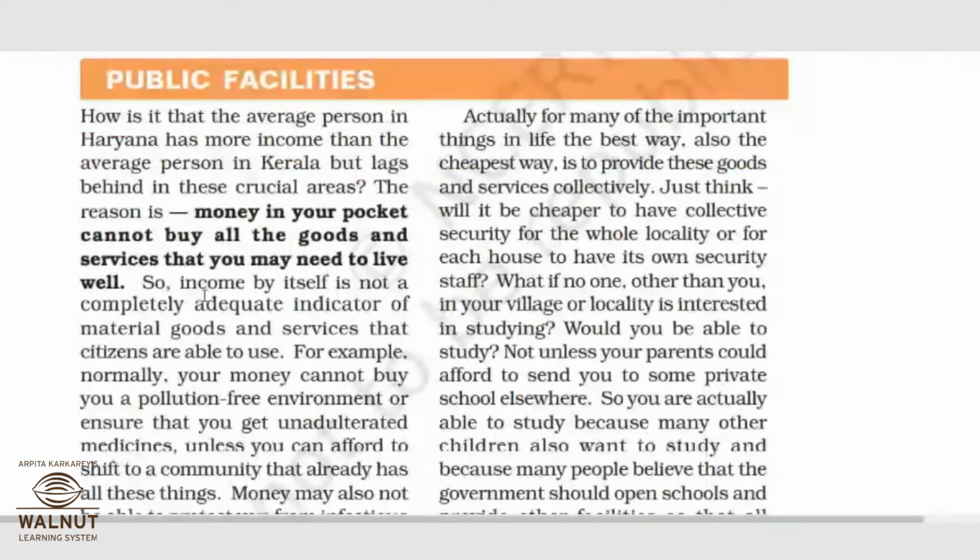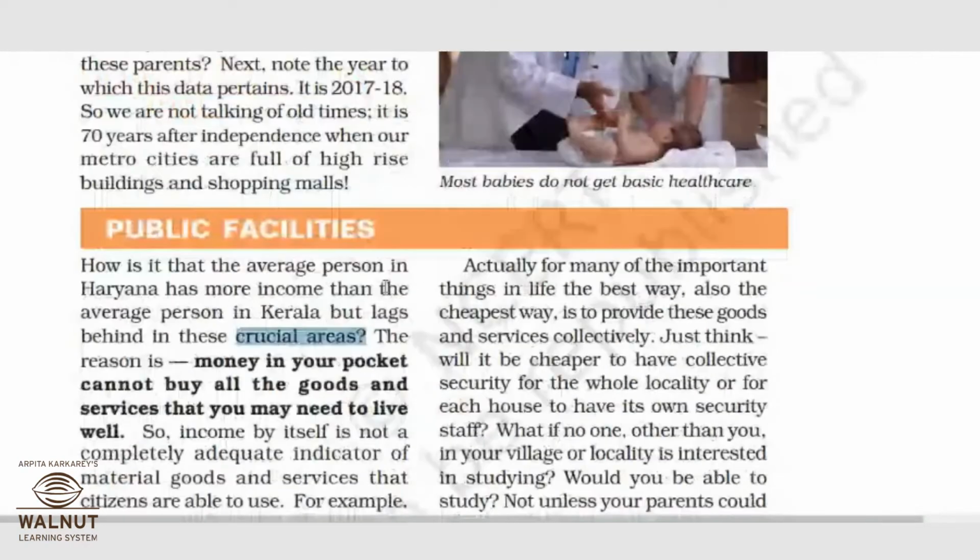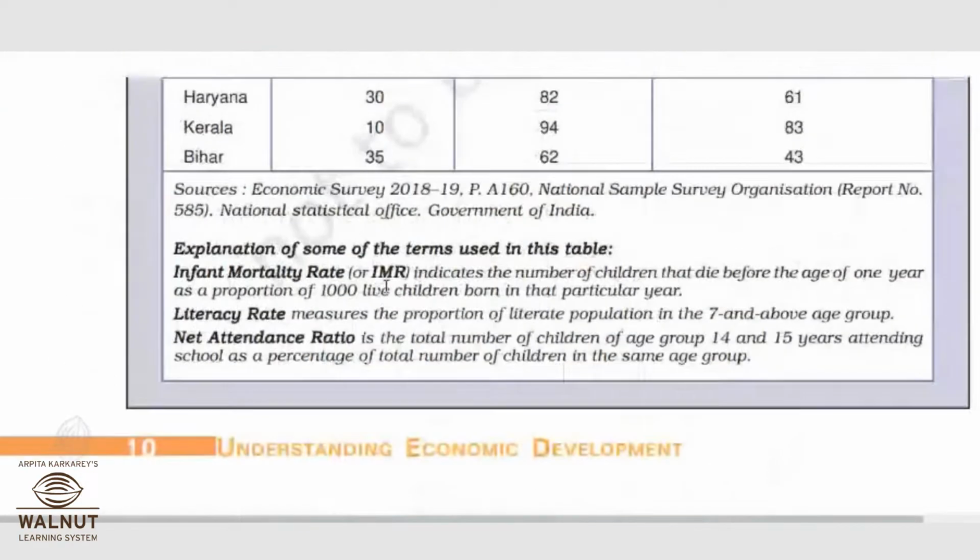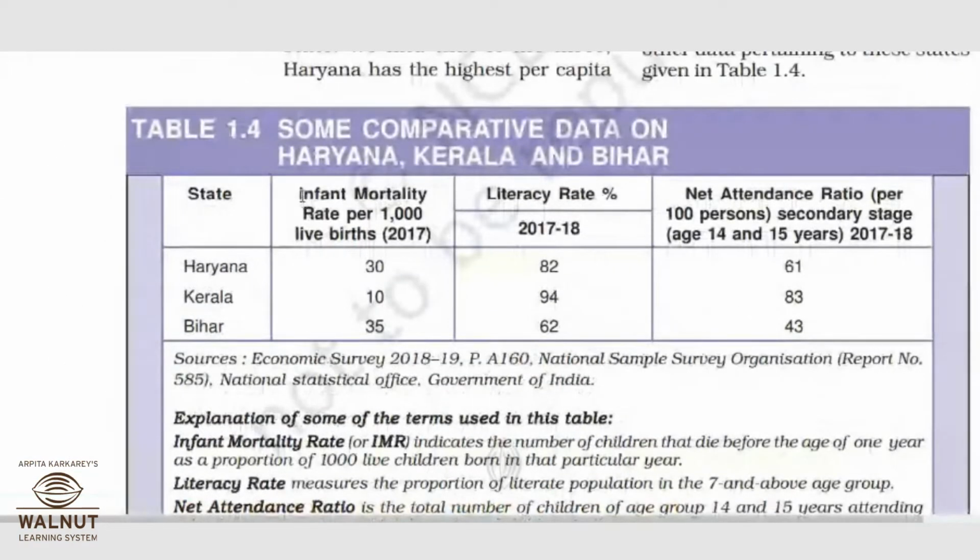Now let's see here. Start from here. Okay, somebody else now. How is it that the average person in Haryana has more income than the average person in Kerala but lags behind in these crucial areas? The reason is money in our pocket cannot buy all the goods and services that you may need to live. Which are these crucial areas that they were talking about here? That is infant mortality rate and literacy rate. We had seen yesterday, right?